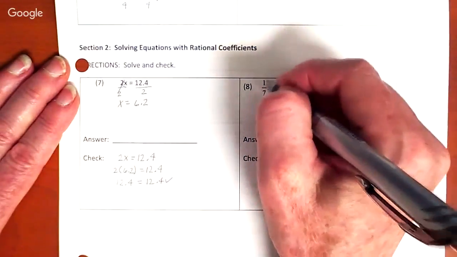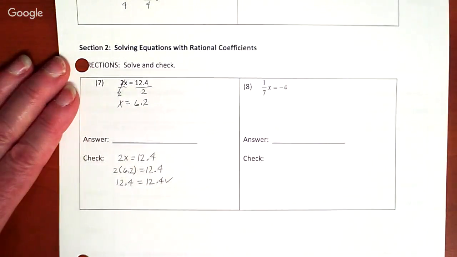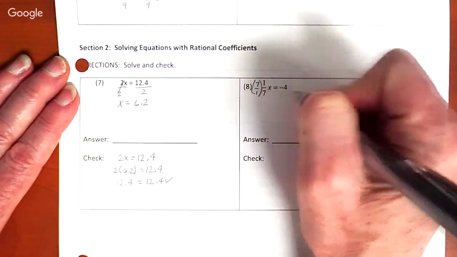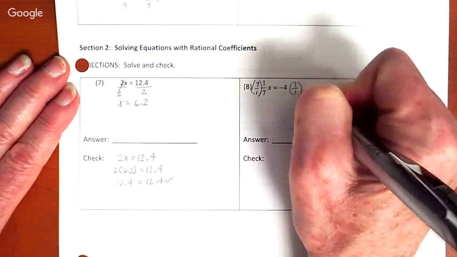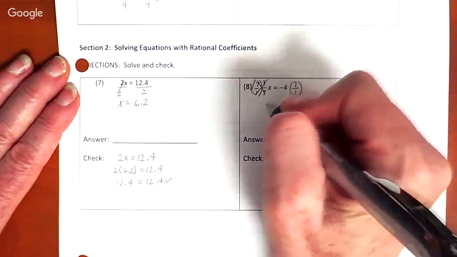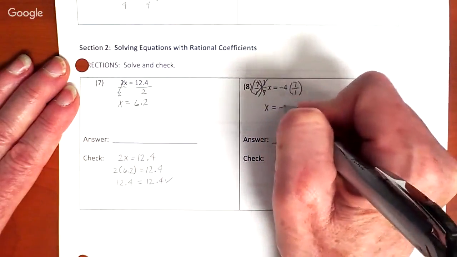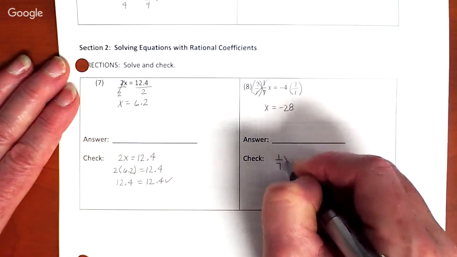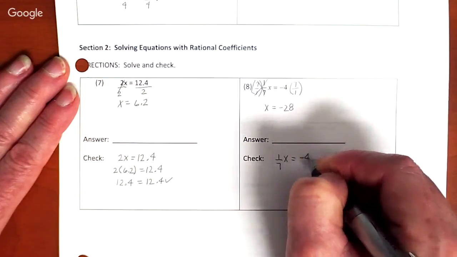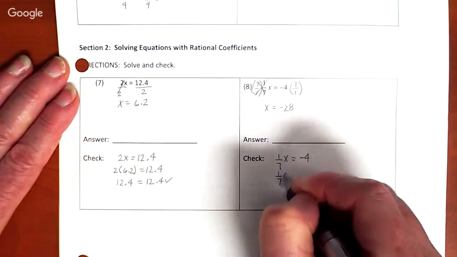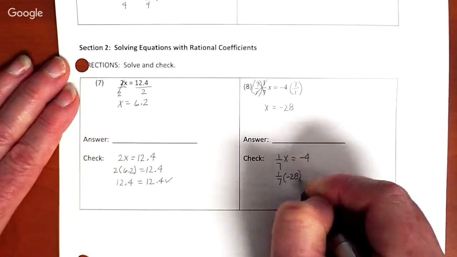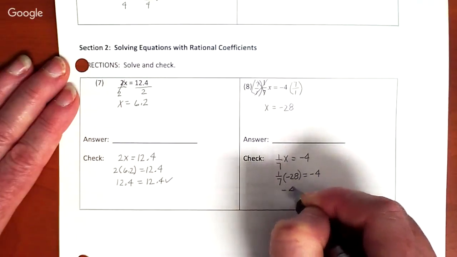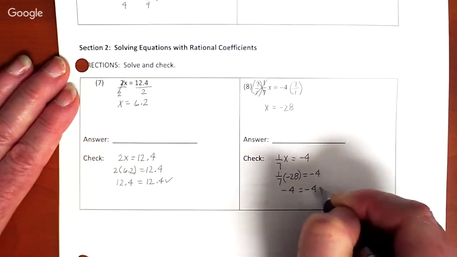Next, I have 1/7, which in this case, ladies and gentlemen, we multiply through by the reciprocal, or 7/1. So these are gone. So we have x equals -28. Okay. So now we have 1/7 x equals -4. And 1/7 times -28 equals -4. And here we multiply that, we get -4 equals -4, and it checks.